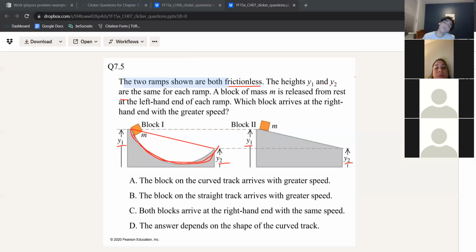But then again, block two is just a steady decline, and the only thing acting on both of them after you release them is gravity. So gravity will have to work harder on block one, since block one has to try to get higher. It's like the higher you are, the more gravity there is to push you down. So I agree with you, Alexandra, on block two. All right, so would that be B? It says that would be B.